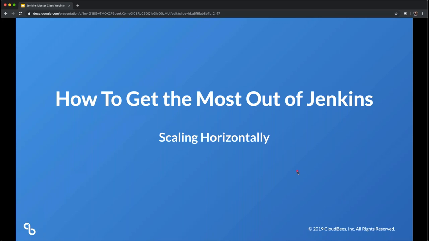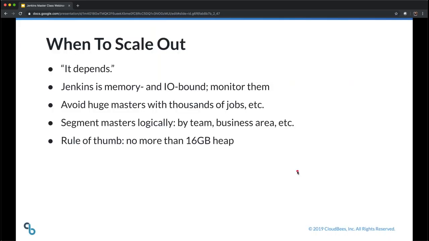Scaling horizontally is a concept that I want to talk about next. And the big question is, when do we scale out? There's a lot of variables in that equation. And the real answer to it is it depends. Jenkins is memory and I/O bound. So monitoring those things can give you a good forecast for growth.